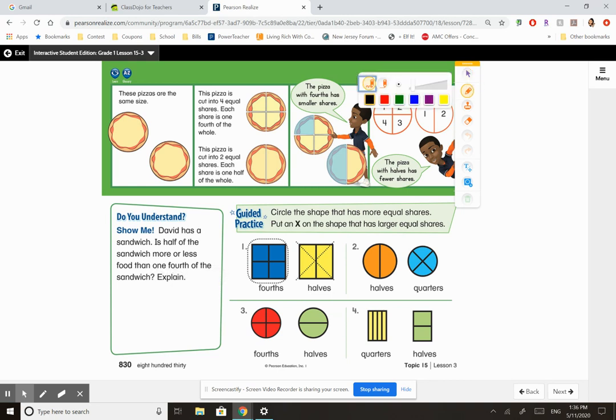All right, let's look at the guided practice here. It says circle the shape that has more equal shares. Put an X on the shape that has the larger equal share. So first, let's circle. Circle the shape that has more shares. So this one is being shared with more people. So we're circling it. That's okay.